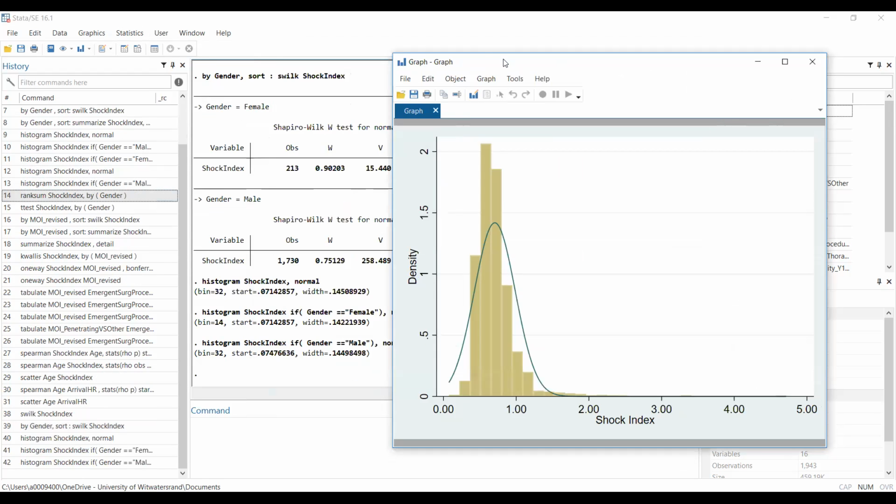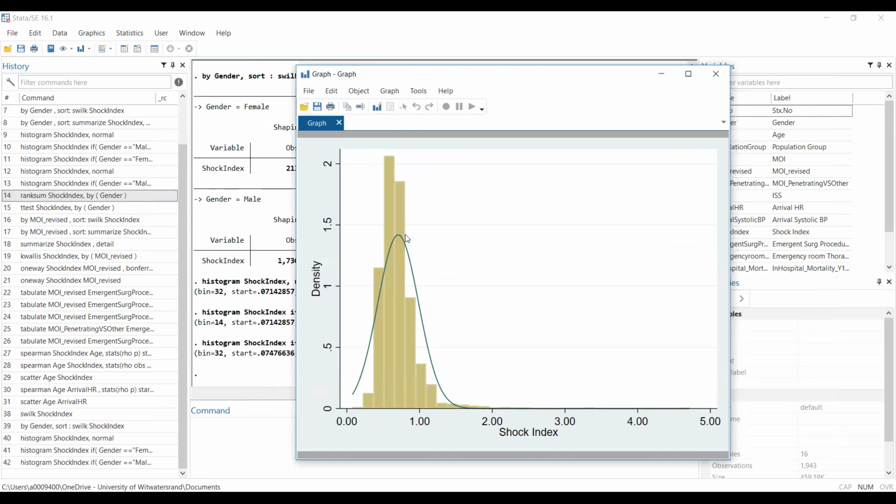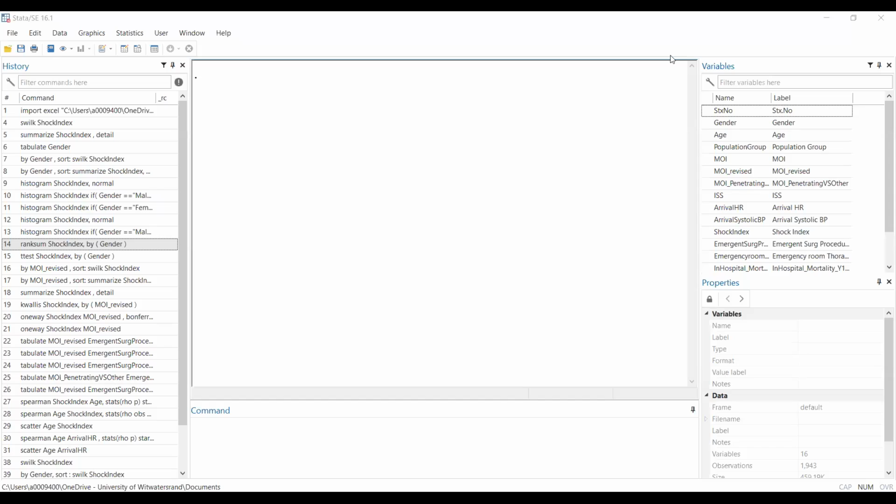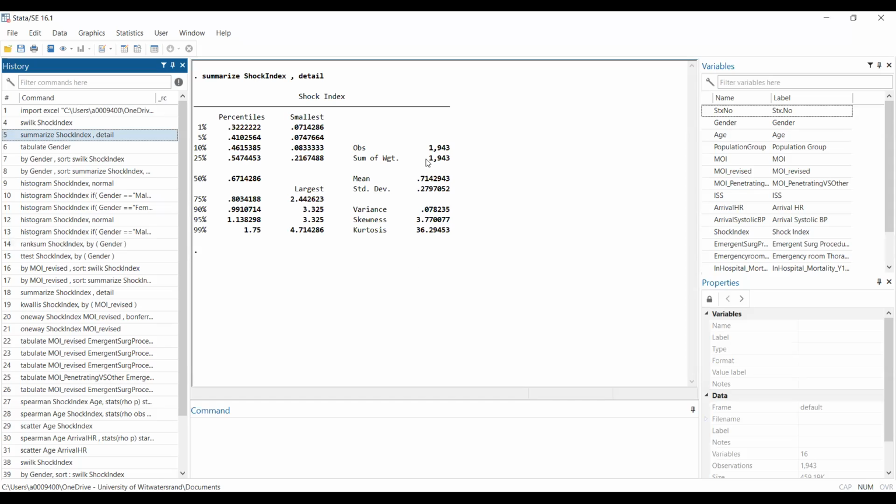And in the males, which quite represents the curve for the entire population, because 89% of this population were male, you can see that the data is in fact not normally distributed. To also just show you, if we summarize shock index in our population, again, we've got 1,943 patients or observations. The mean was 0.71 and the median, which is the 50th percentile, is 0.67.